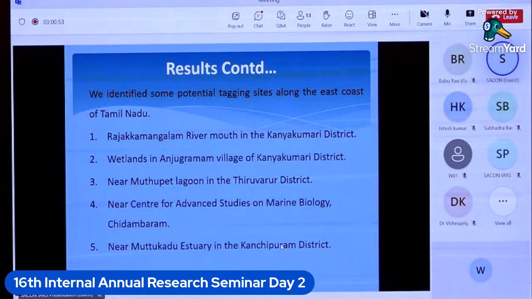And the other one is Muthupet lagoon, where we saw all three species again in the lagoons. And there's another place, Parangipettai, the Centre of Advanced Study in Marine Biology. Again, we saw a good number of birds there, at their night roosting place. And the final one, at the top north of Tamil Nadu, is Pulicat estuary in Kancheepuram. This is another potential site that we have highlighted and zeroed in on.